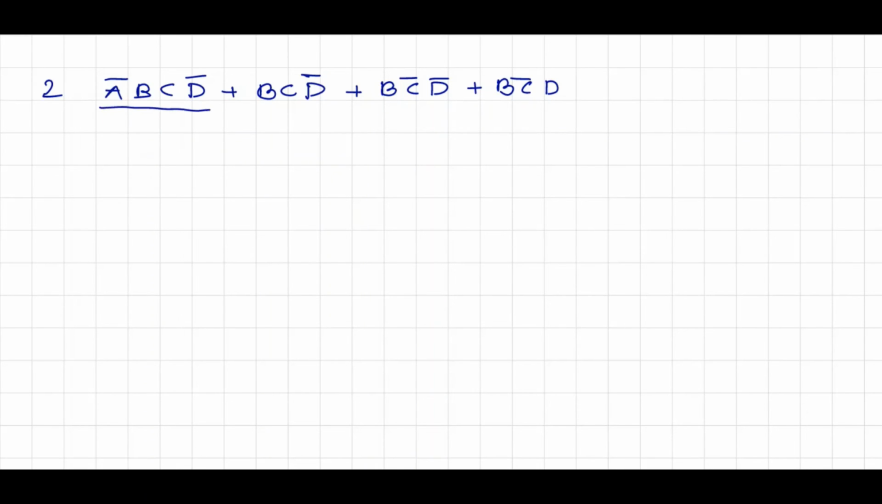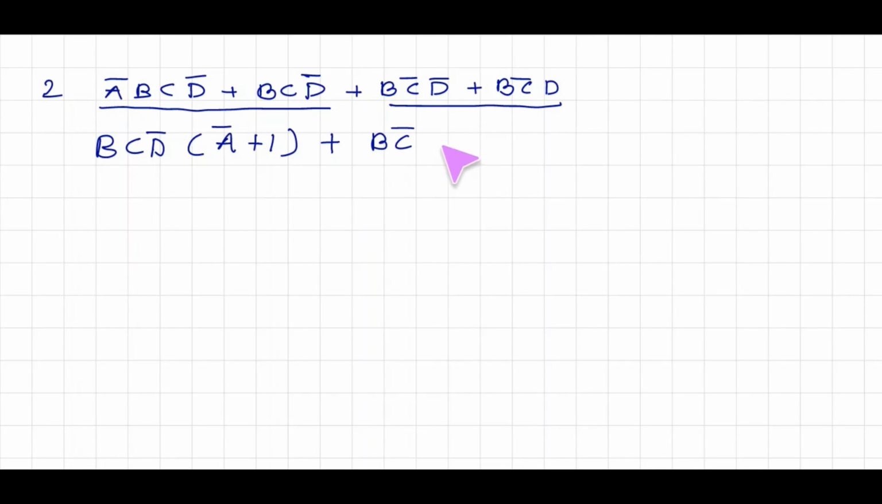We see that in these two terms the common term is b c d bar, which is in this expression and also this one. So we can say b c d bar is common, so we get a bar plus 1, according to the distributive law, plus. Observing the other terms, b is common and c bar is common, so b c bar is common, and here d bar plus d.